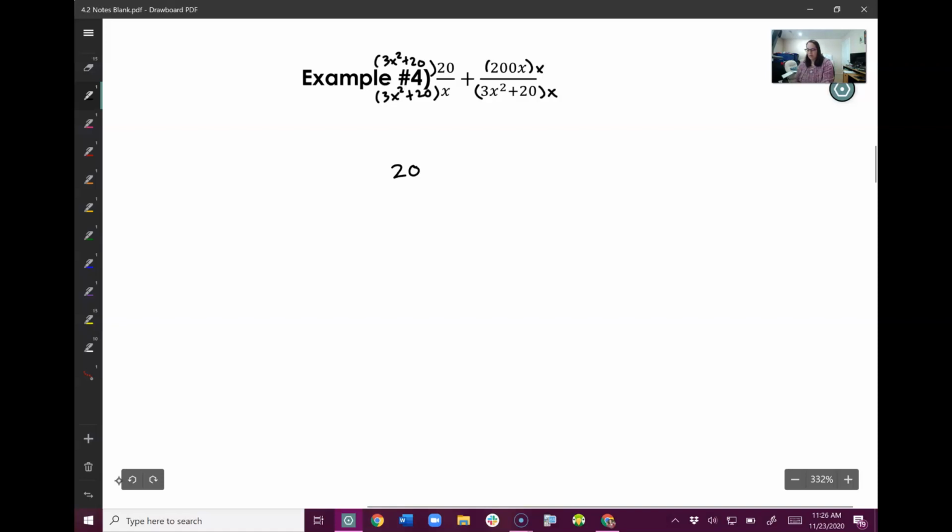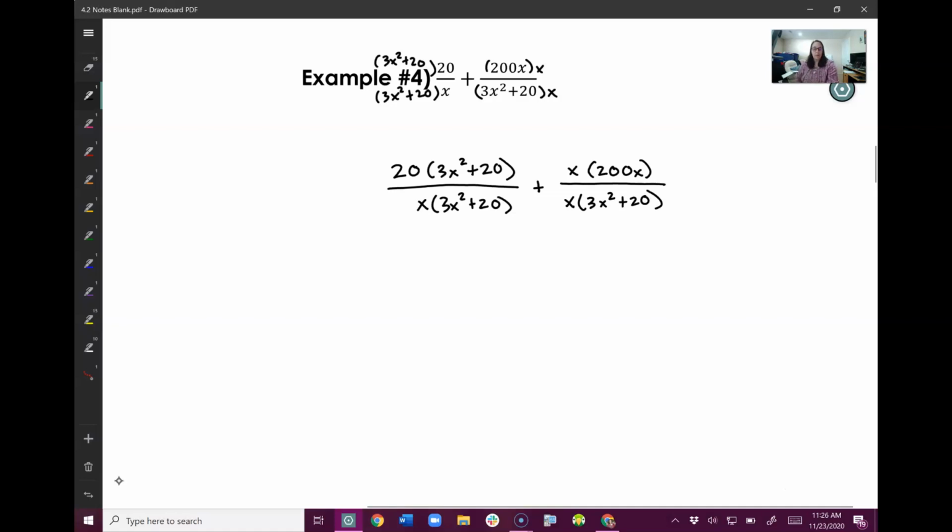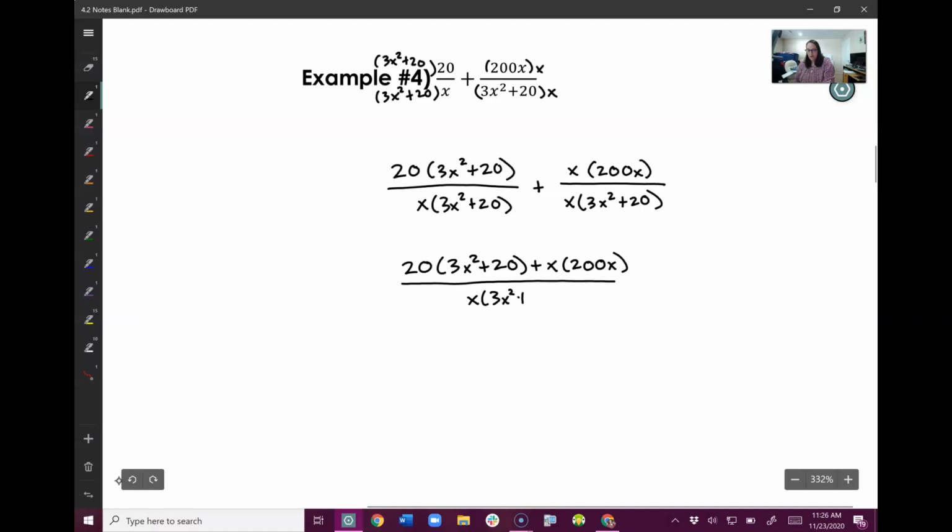So I'm going to put that 20 first, that just helps me. That over that, plus x times 200x, all over my denominator. And you'll see at this point, my denominators are common. So since I have a common denominator, I can add my numerators. So there we go. I've added my numerators together. Leave my common denominator.